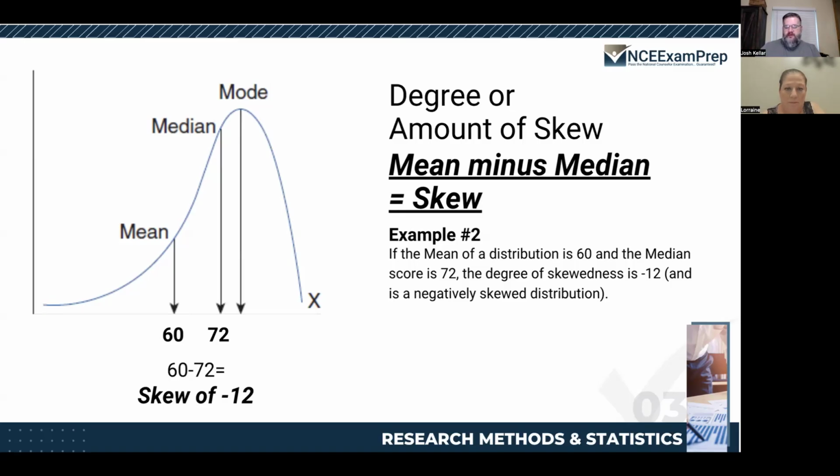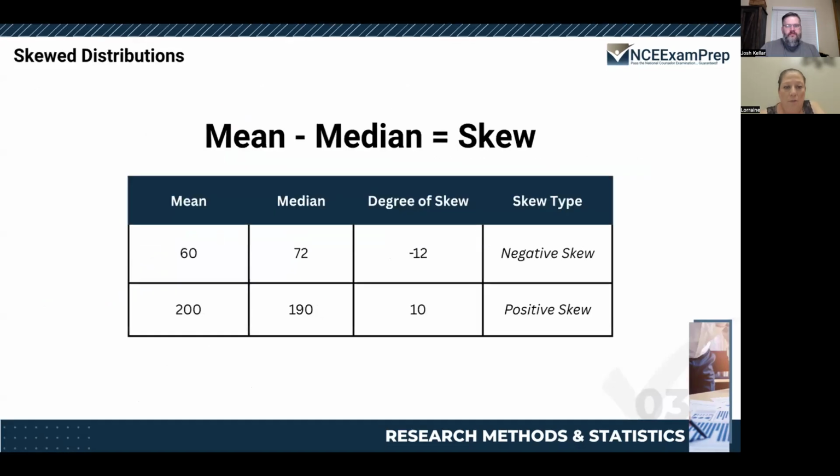I don't want to lose anybody on this. So again, mean minus median equals skew. 60 minus 72 equals negative 12. That's a negative skew. 200 minus 190 gives us 10. That's a positive skew.